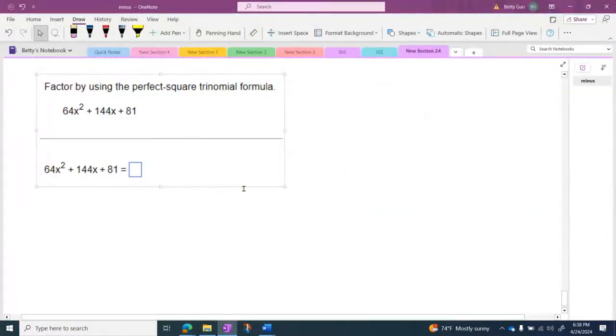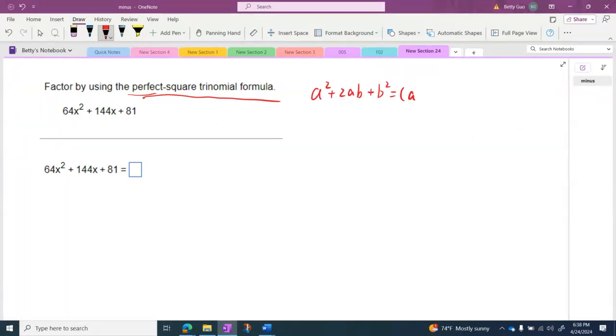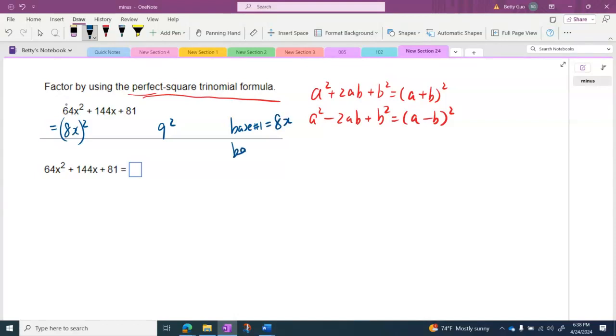Factor by using the perfect square trinomial formula. When you see perfect square trinomial formula, it refers to either this one or this one. And we need to find the 2 bases. 64x squared is 8x to the power of 2. 81 is 9 squared. So the first base is 8x. Second base is 9.